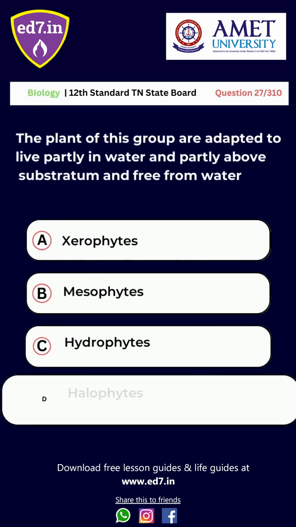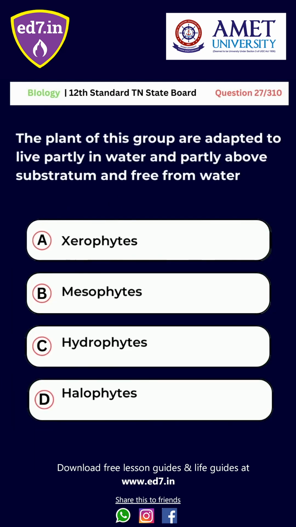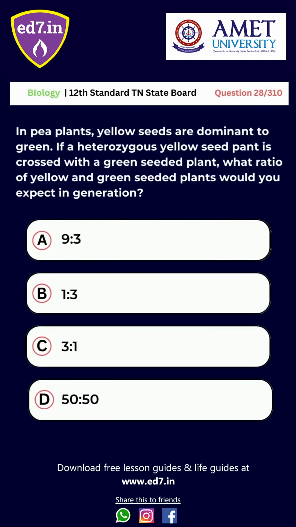Question number 27. The plants of this group are adapted to live partly in water and partly above substratum and free from water. Option A, xerophytes. B, mesophytes. C, hydrophytes. D, halophytes. And the right answer for this question is option B, mesophytes.